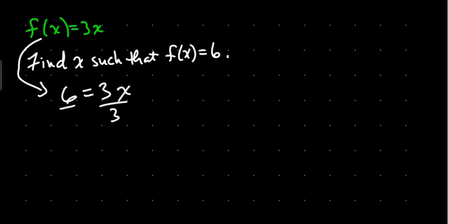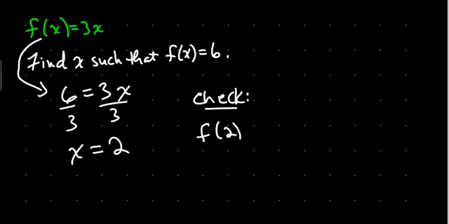And we get that x equals 2. Okay? So let's do a check. f of 2 equals 3 times 2, which equals 6. So we were given the output of 6 and we found the input. This is dealing with inverse functions. Let's go to another problem.